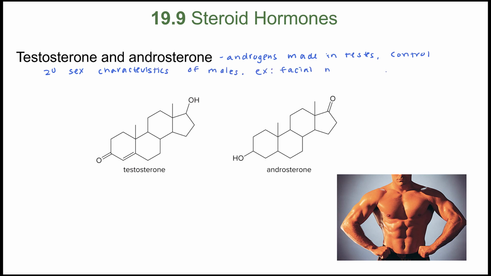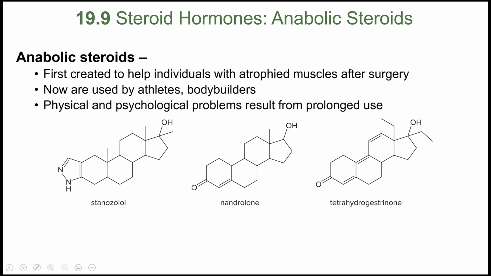Some bodybuilders use anabolic steroids to increase their muscle mass, and a long-term or excessive use can cause other health problems, including high blood pressure, liver damage, and cardiovascular disease. Anabolic steroids promote muscle growth.